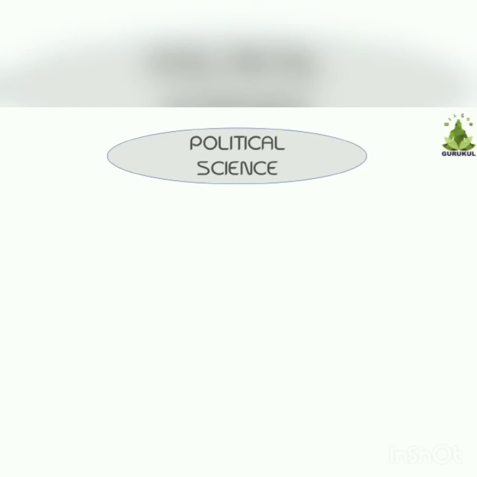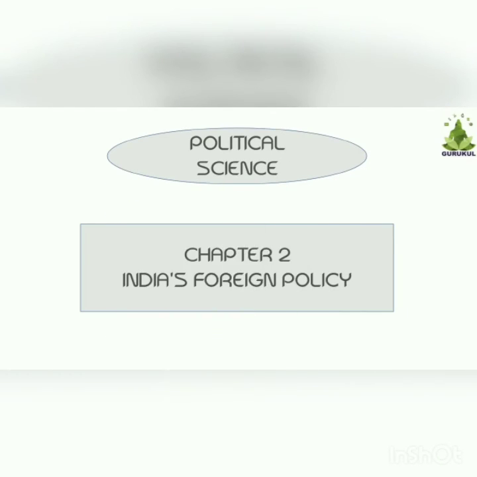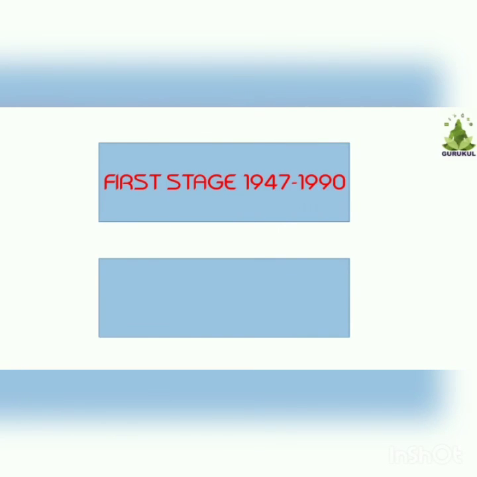We have already started with Political Science, Chapter 2, India's Foreign Policy. And today, we are towards the end of this chapter, children. We have already seen the first stage, that is 1947 to 1990, in the last video. In this video, we will be dealing with the second stage, 1991 till date.